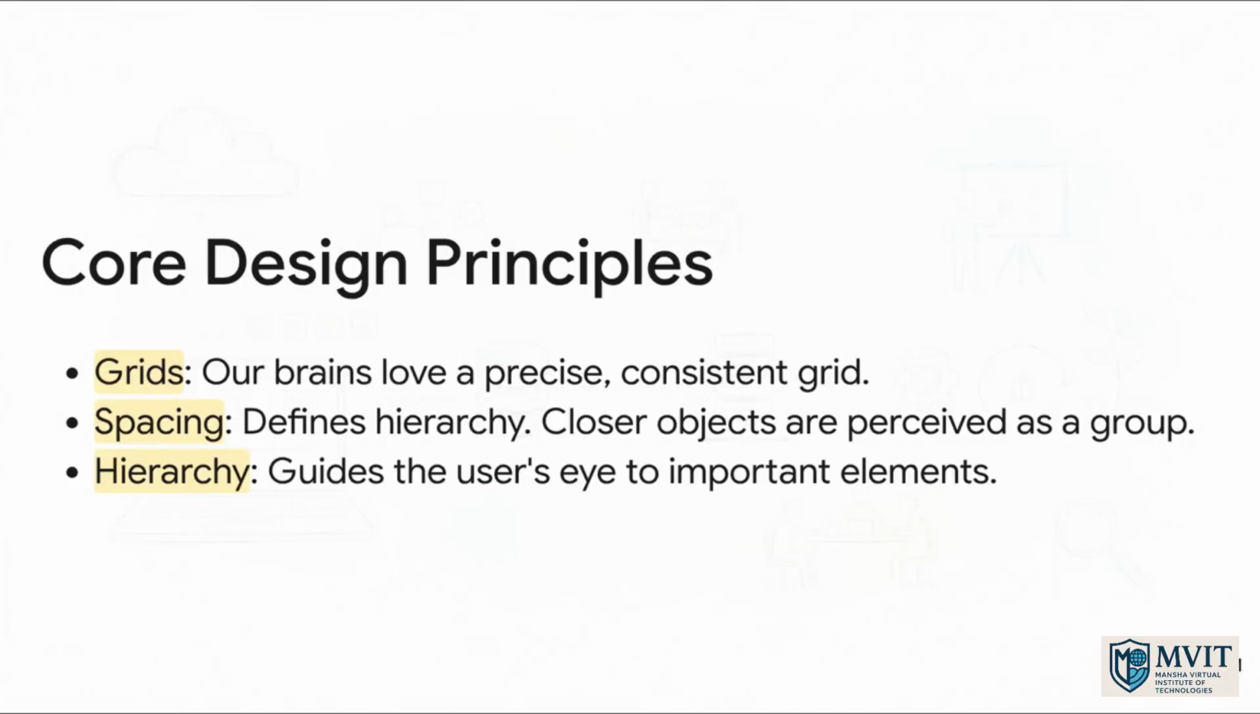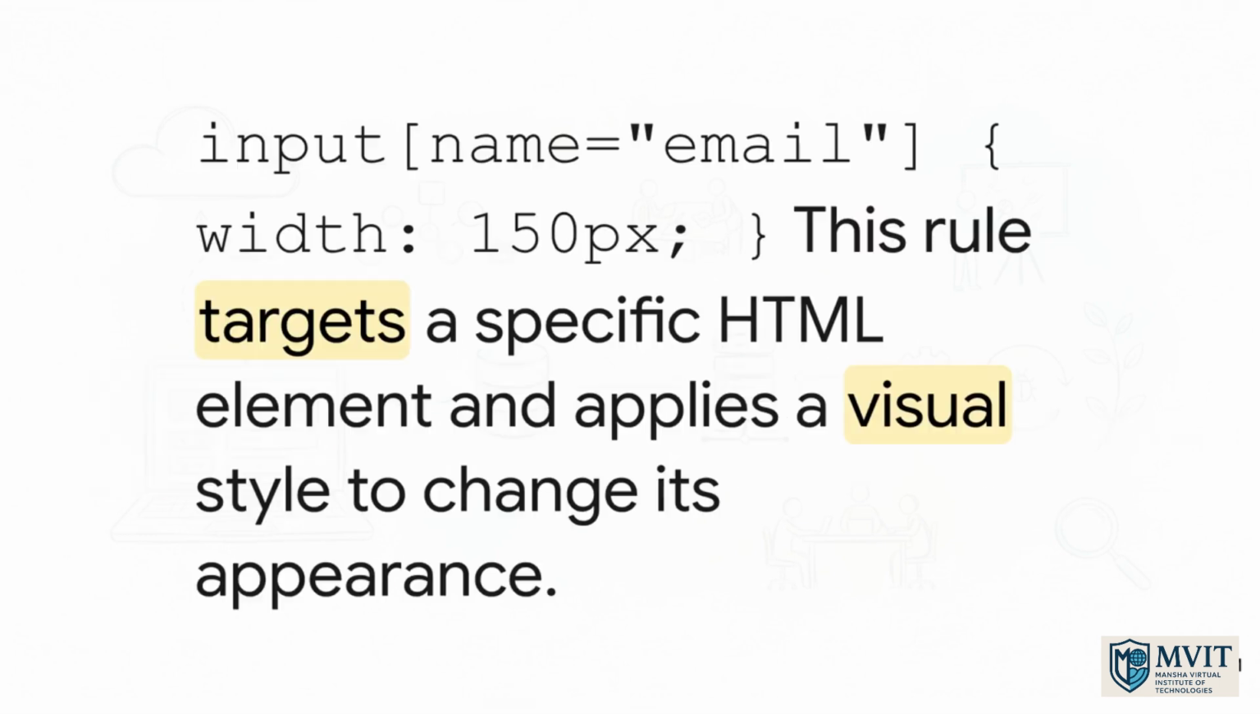Well, we fix it by applying some really timeless design principles. We start by putting things on a grid to create order and consistency. Then we use spacing, what designers often call white space, to group related things together and to separate things that are different. Together, these create a clear visual hierarchy, which is just a fancy way of saying we're telling the user's eye exactly what to look at first. And we do all this with simple rules in CSS.